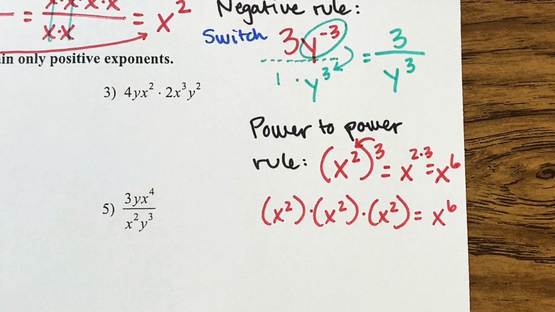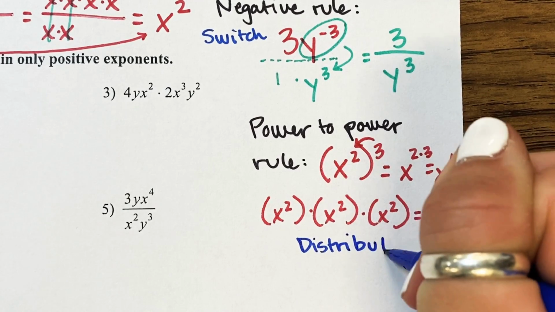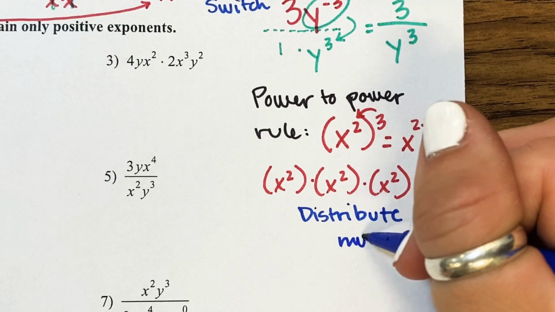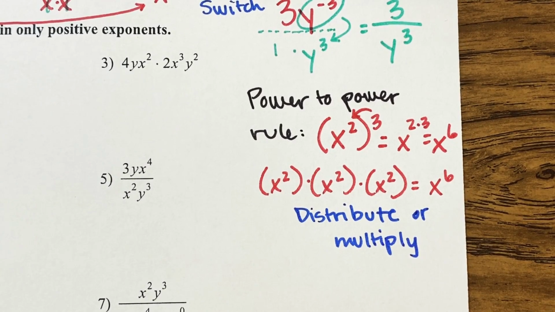Okay, so power to power, you want to think distribute or multiply. Those things mean the same thing. Distribute or multiply.